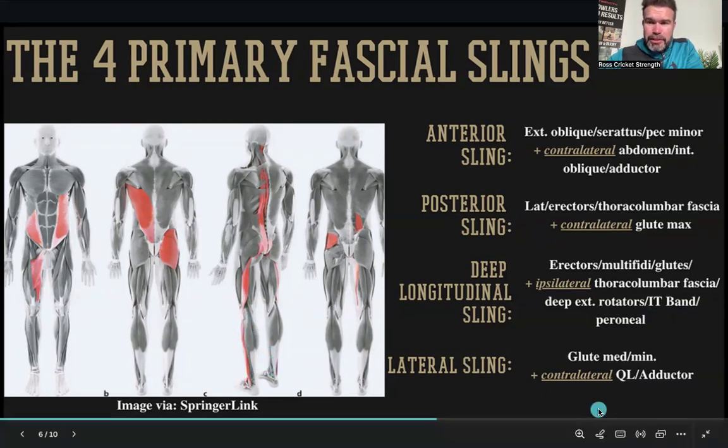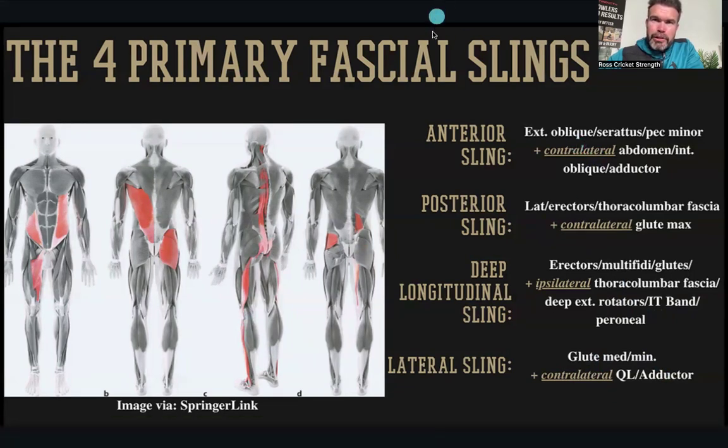And then we've got the lateral sling. Okay. So just going in from the deep glute and the contralateral QL, adductor. You know, when you're looking at the names of these muscles, we're so far away from just quads, hammies, chest, shoulders.